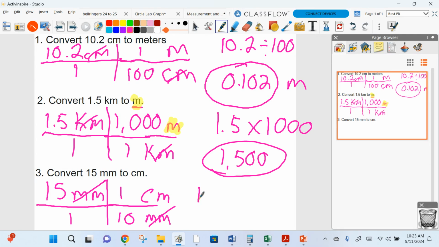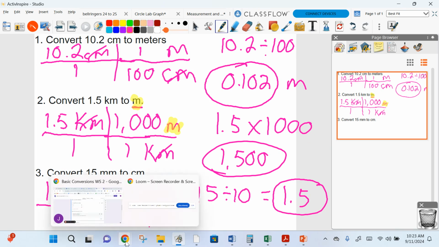My math then is 15. 10 is below the horizontal line. I'm going to divide by 10, and that's going to give me 1.5 as my answer, and that's what I'm going to put into the Google form. You guys will have the remainder to finish from this paper.